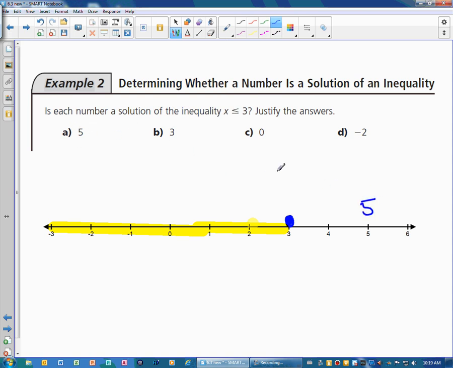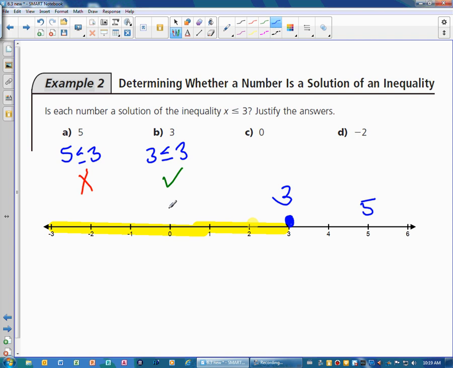So is 5 a solution to x is less than or equal to 3? Is 5 less than or equal to 3? Well, no, it's not. 5 is greater than 3, so it's not less than or equal to 3. Okay, 3. 3's right here. Is 3 less than or equal to 3? Well, 3 isn't less than 3, but it certainly is equal to 3. So yes, 3 is a solution to this inequality.